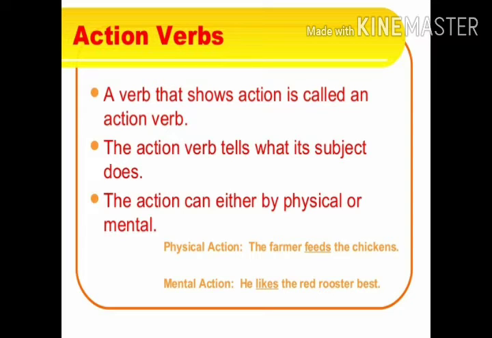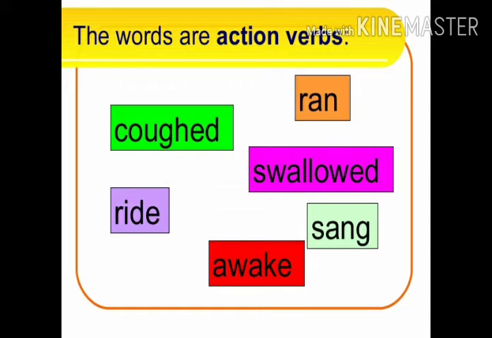Second one, he likes the red rooster best. Likes is the verb here. So what is it telling about the subject? That the subject likes the red rooster best. The words that are action verbs are like ran, coughed, swallowed, ride, awake, sang.